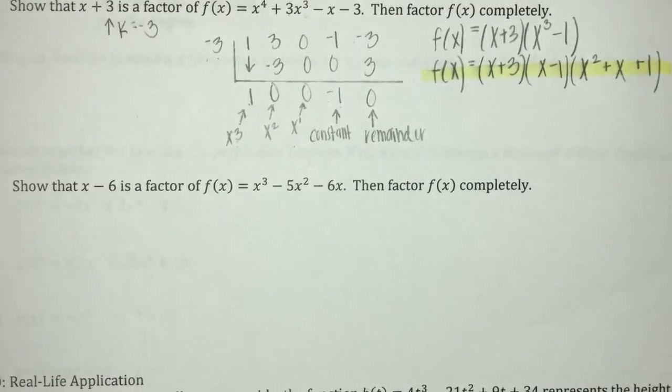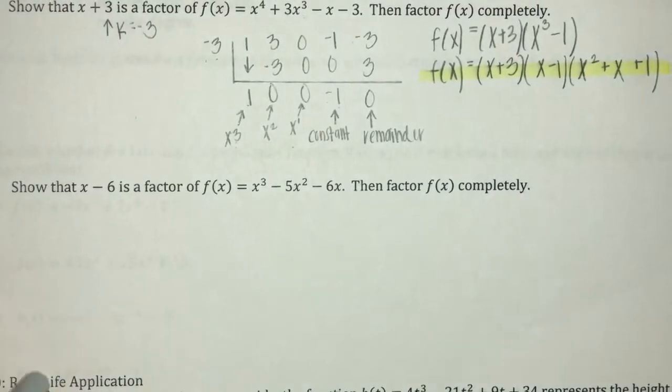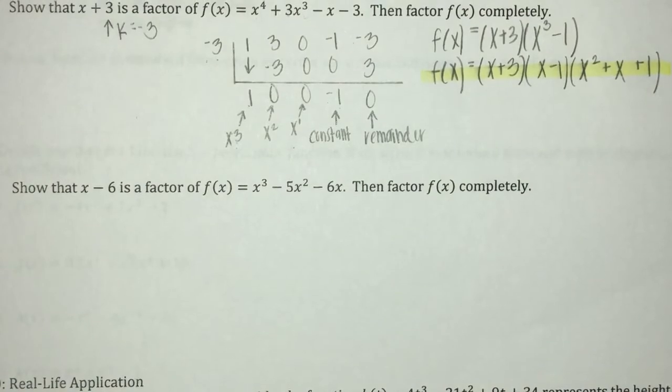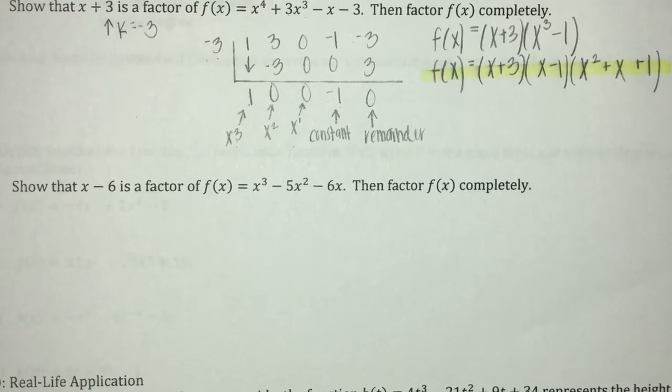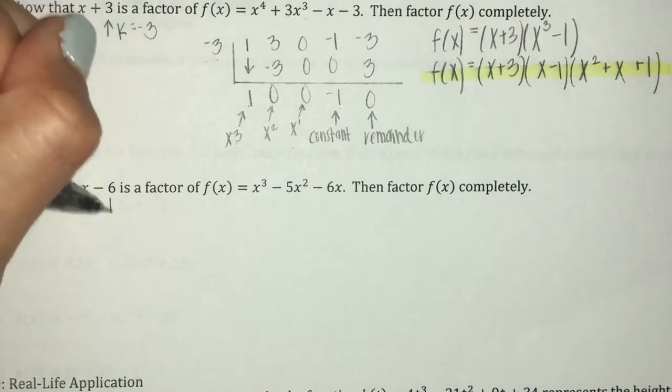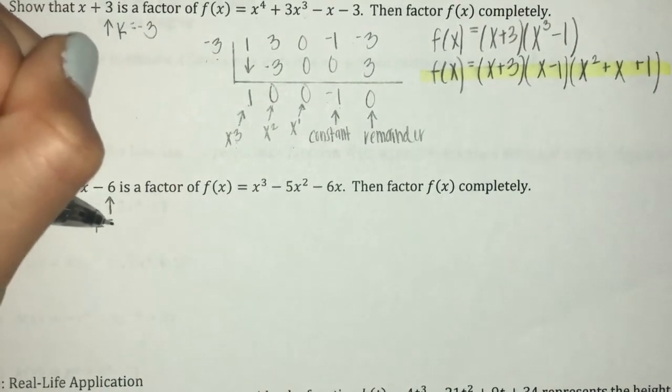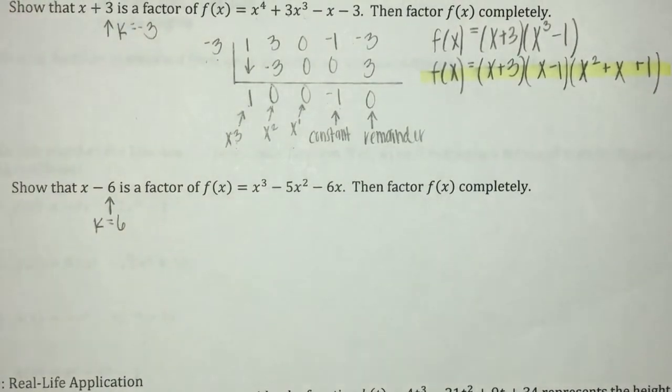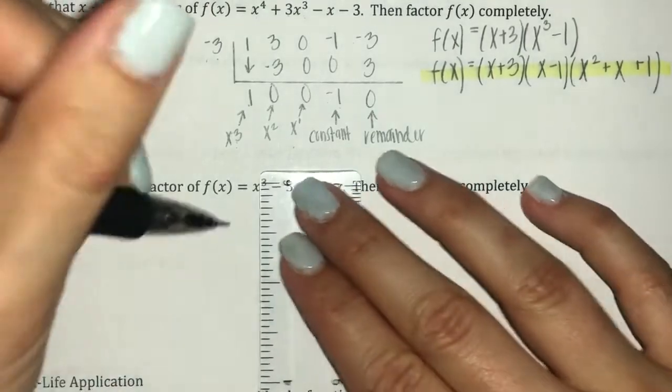And then for C, show that x minus 6 is a factor of f of x equals x cubed minus 5x squared minus 6x, and then we want to factor it completely. So like the previous two, if you want to pause this and try it on your own, it wouldn't be a bad idea. So if we're showing that x minus 6 is a factor, that means that k is just positive 6, since it's like x minus k. So we can set up our synthetic division.